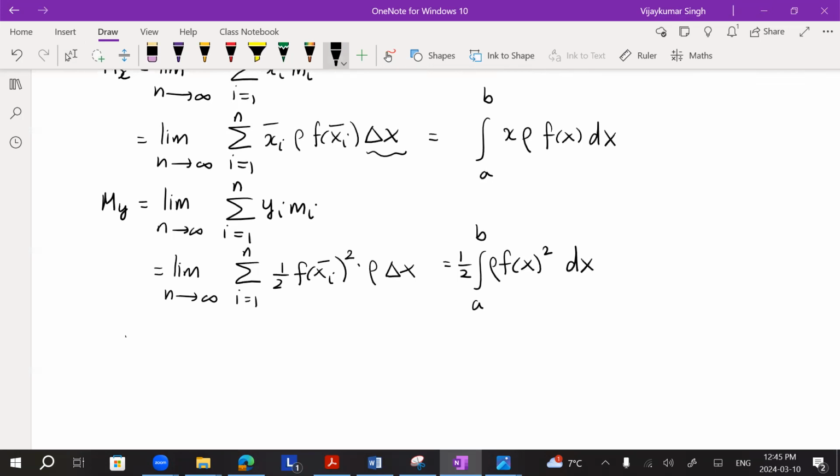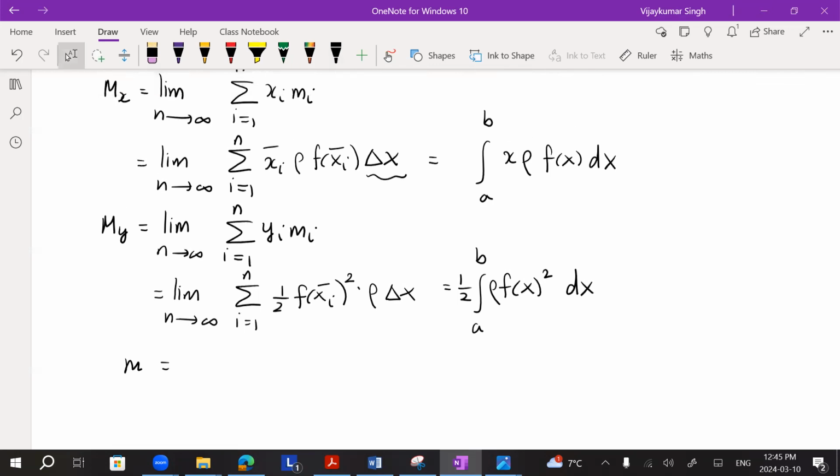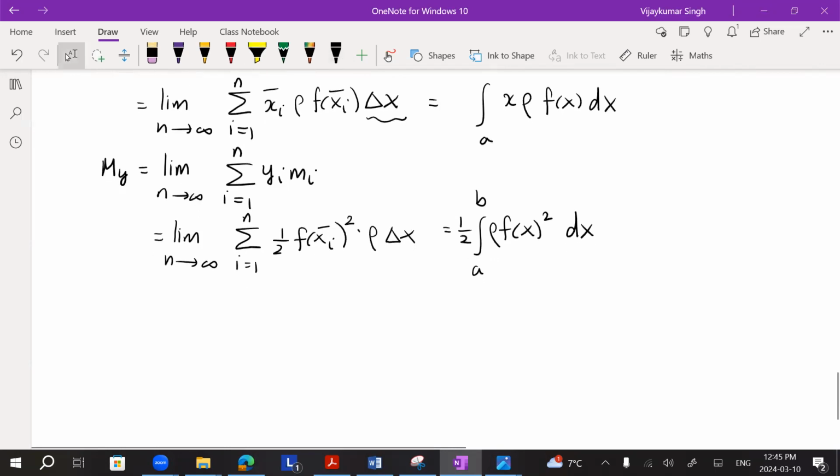Now, what is my total mass? Now we're going to talk about the centroid, or the center of mass. We have M equals total mass. It's going to be rho times A, because it's a uniform density plate. That's going to be rho. The area A is going to be the integral a to b of f of x dx.